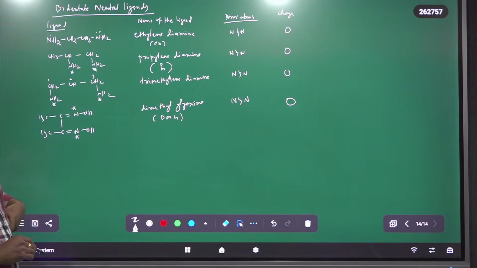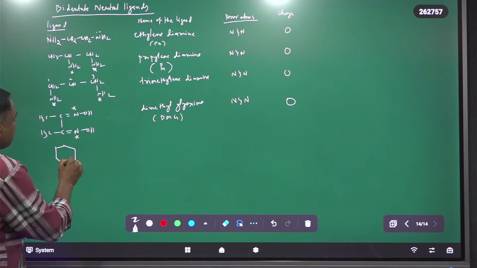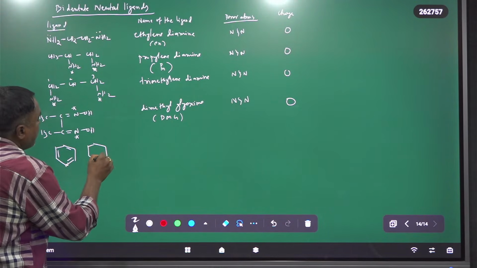So next, after dimethyl glyoxime, it is bipyridyl. This is one pyridine, and this is another pyridine molecule.